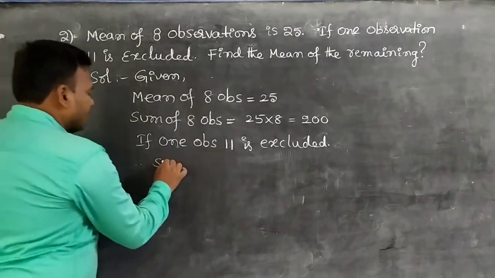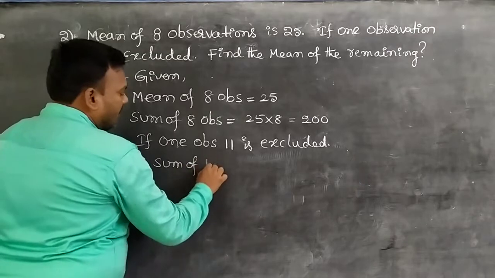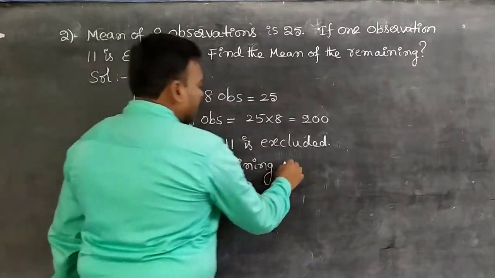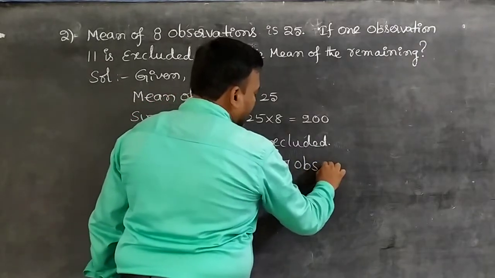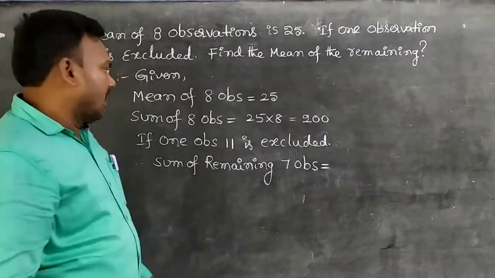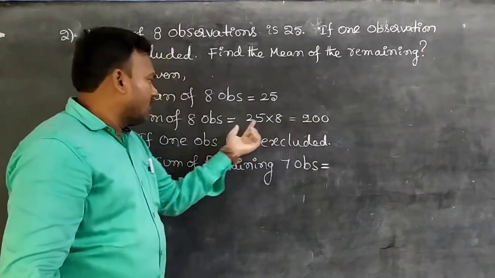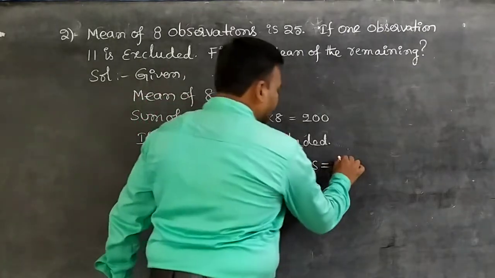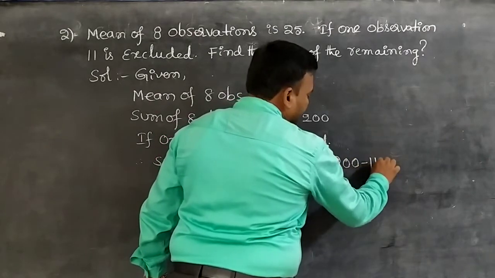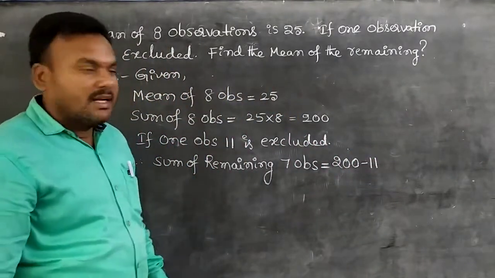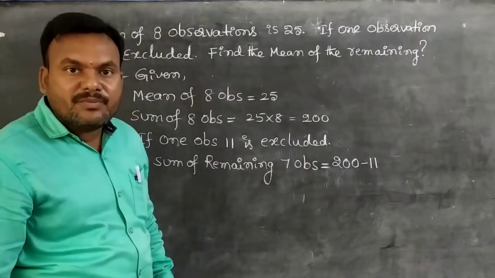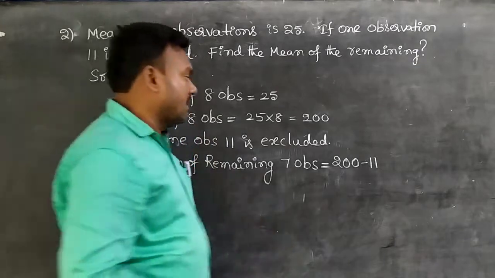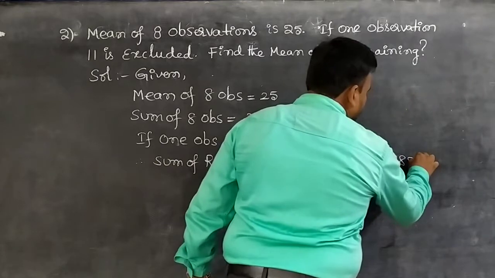Right. So next, the sum of the remaining 7 observations equals, the 8 observations' sum is 200. In that, one observation is 11. So subtract both values, students. Then that implies 200 minus 11. How much is the difference? That is 189.